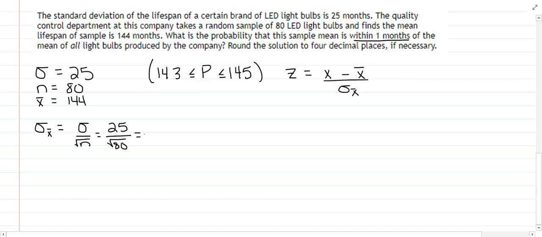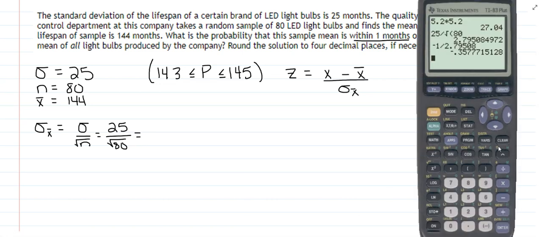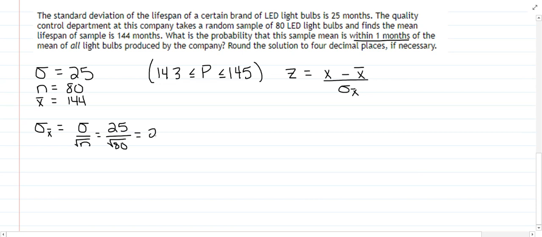So let's go ahead and get that value. So we have 25 divided by the square root of 80. And that will give us, we'll go 5 decimal places out. We don't like rounding too much in between here. So 2.79508. Okay, and there we go. So let's go ahead and find the z-scores for these values.